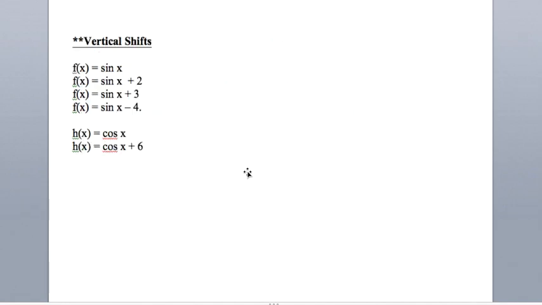All right, next one is the vertical shifts, and that's probably the most straightforward of our transformations. If we're adding or subtracting, that's just moving us up and down, not right and left. For that sine graph, again, we could also use the cosine. It wouldn't matter which one we choose to do. So if we add 2 or 3, that's going to shift our graph up 2 and 3 units. If we subtract 4, that's going to shift us down.